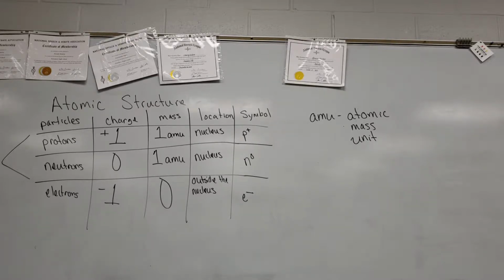Okay. Quarks make up protons and neutrons. They're held together by gluons. There's six different kinds of quarks. It doesn't matter for y'all today.